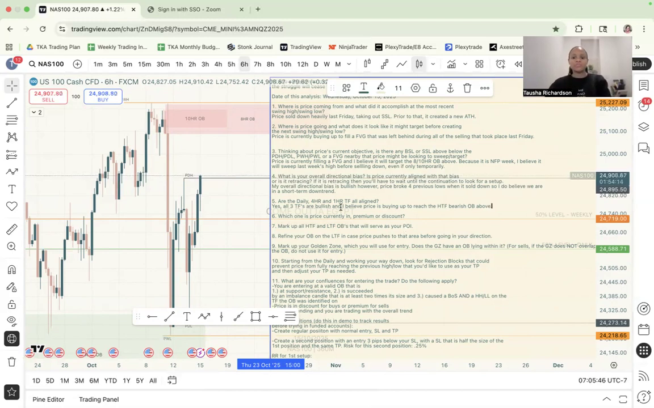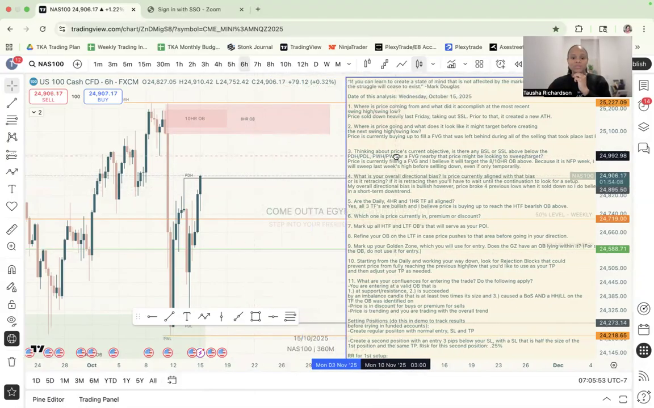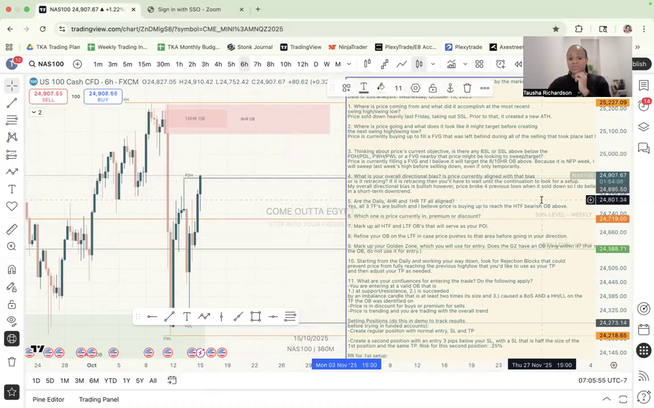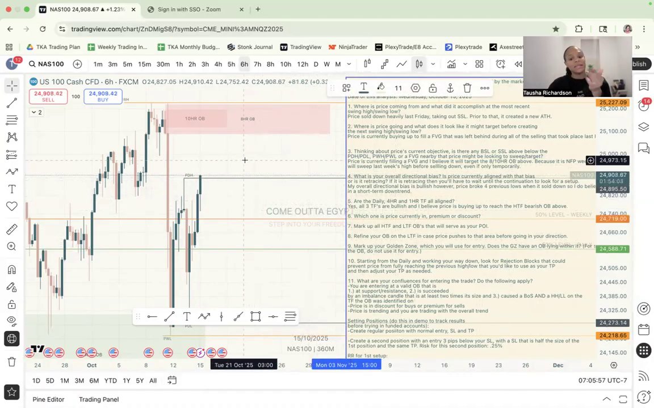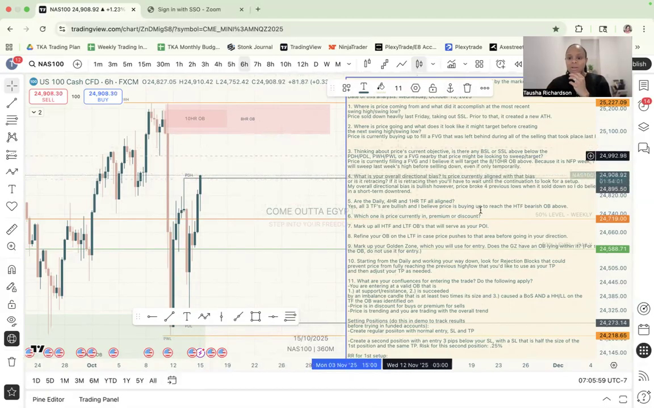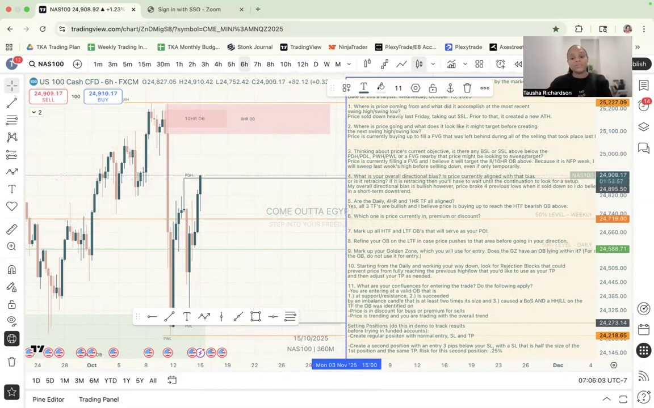So, which one is price currently in, premium or discount? Like I said, this green horizontal line is my 50% level. Anything above it is premium, anything below it is discount. Okay, so price is currently in premium, which lets me know that I can go ahead and look to take a sell from there. If that order block was in discount, I'd have to pass on that.